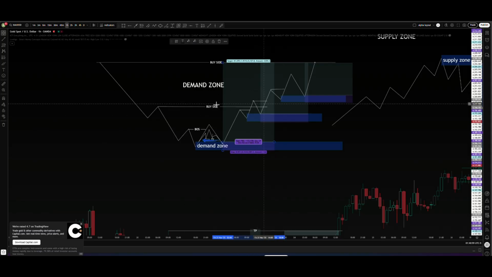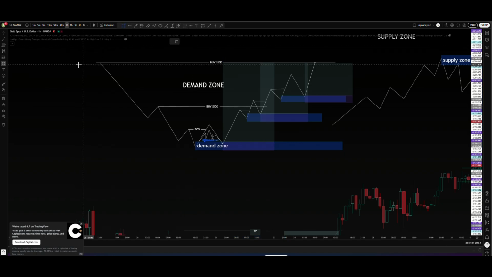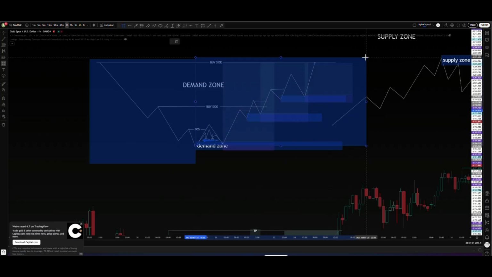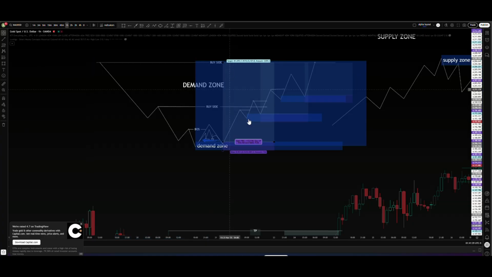Before explaining this, what does demand really mean? Demand is an area on the chart where buyers are stronger than sellers. The buyers here are stronger than the sellers. These were the sellers here, but the buyers got in here and counter traded the sellers. They have completely reversed the trend. It was a sell trend, now it's a buy trend.